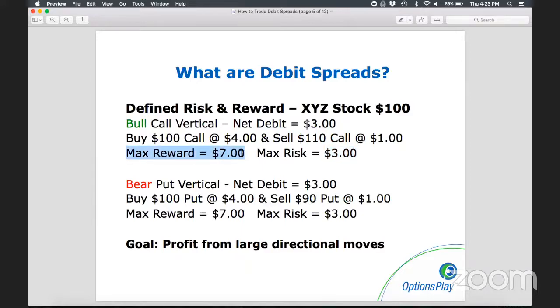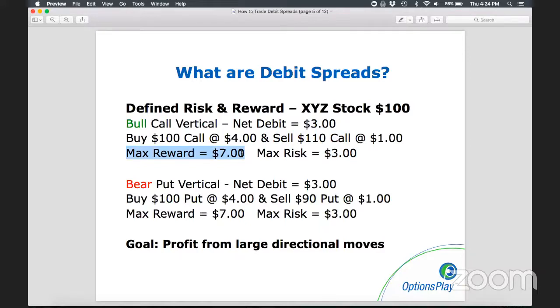So here in this particular case, if you bought this 100 by 110 call spread, you pay $3 for that spread. So your max risk, the most amount of money you can lose, is what you paid, the $3. The most amount of money you can win is $7, the rest of that $10 spread.